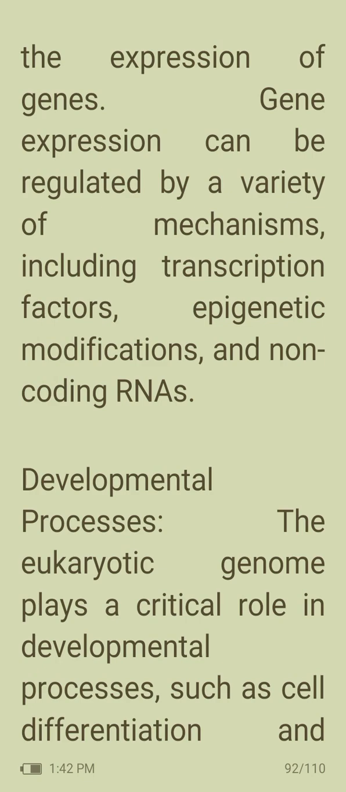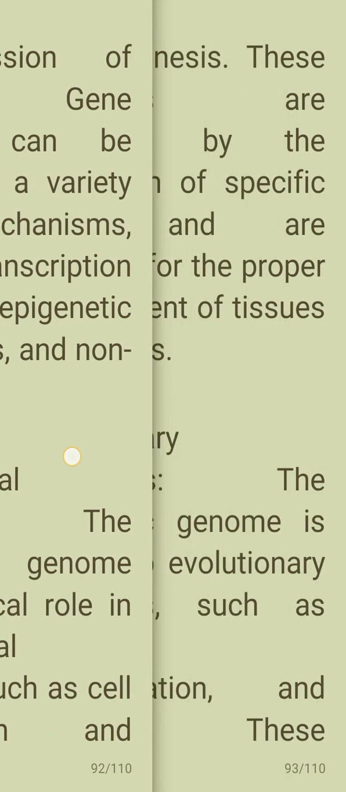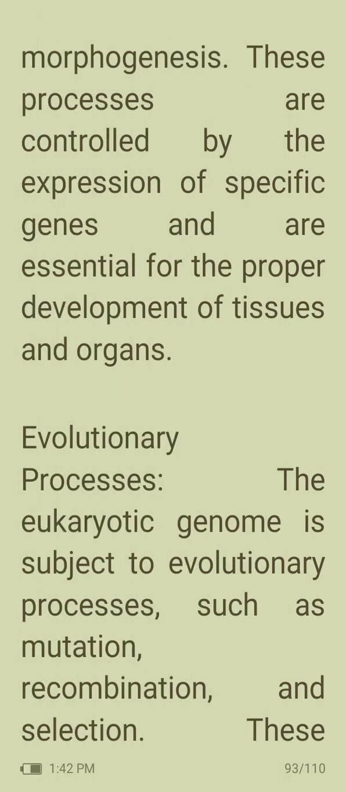Then there are developmental processes. The eukaryotic genome plays a critical role in developmental processes such as cell differentiation and morphogenesis. These processes are controlled by the expression of specific genes and are essential for the proper development of tissues and organs.